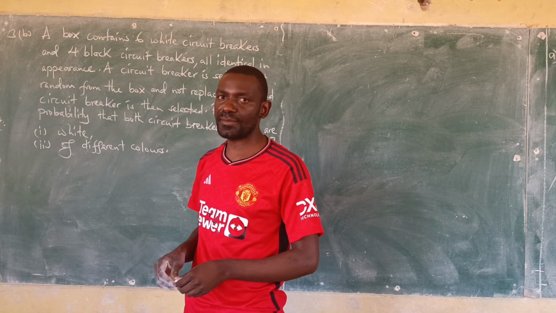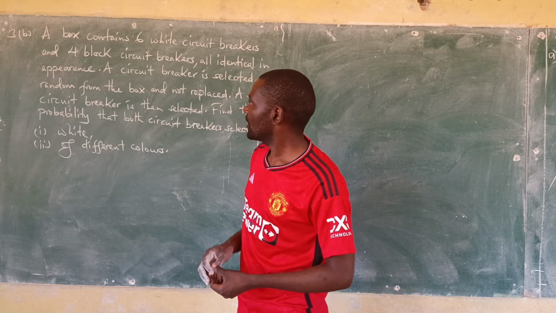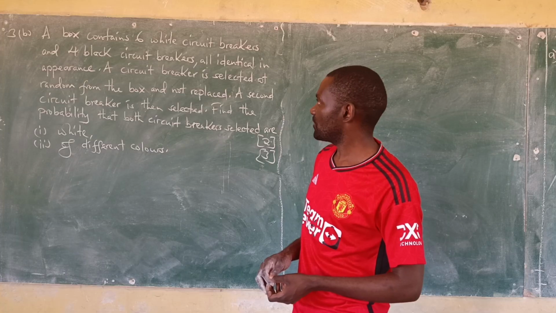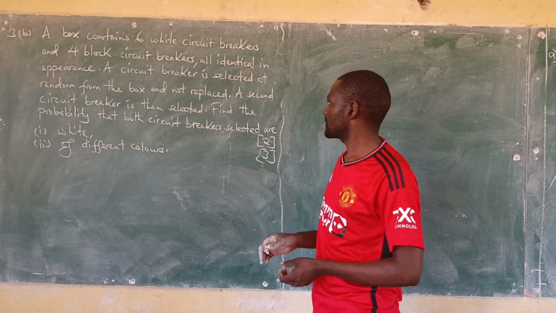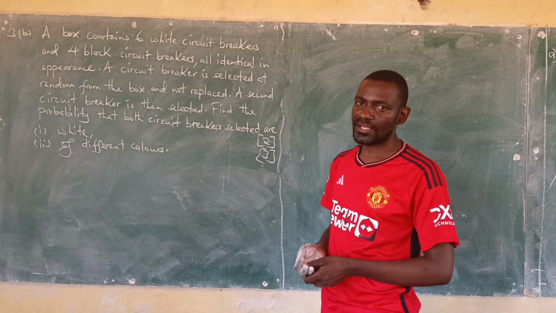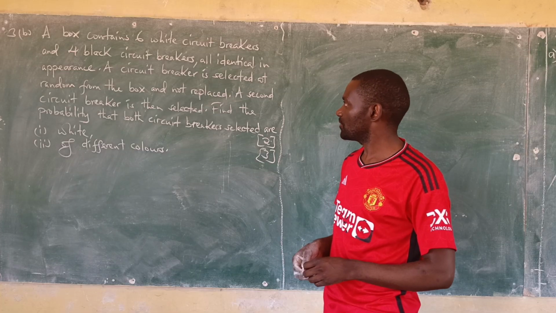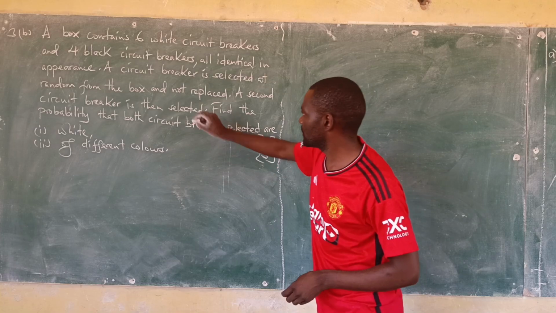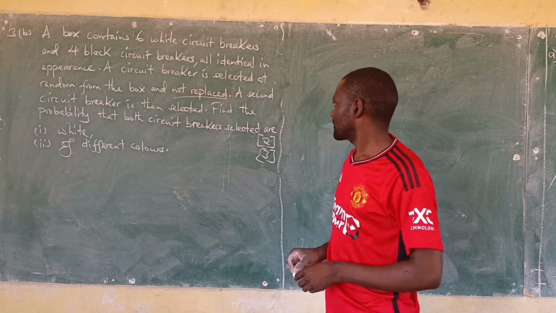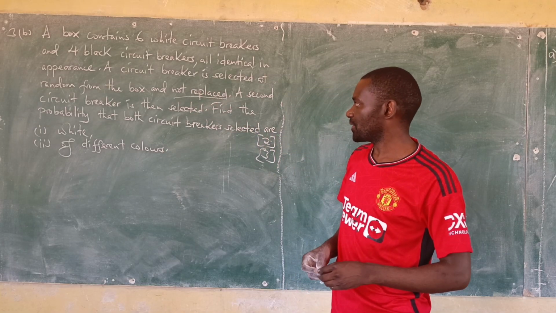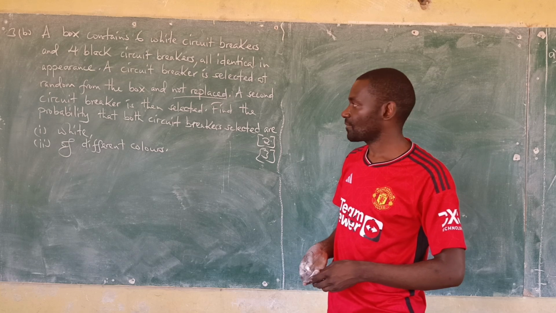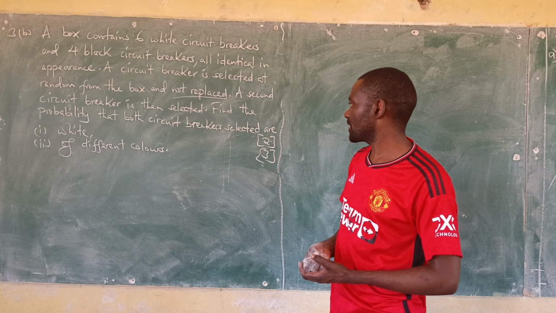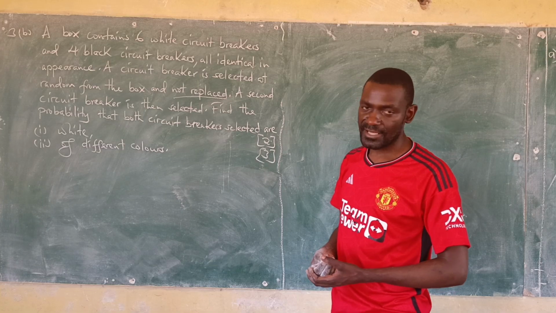Question 3B from the 2025 GCE paper. It reads: a box contains 6 white circuit breakers and 4 black circuit breakers, all identical in appearance. A circuit breaker is selected at random from the box and not replaced. A second circuit breaker is then selected. Find the probability that both circuit breakers selected are white.